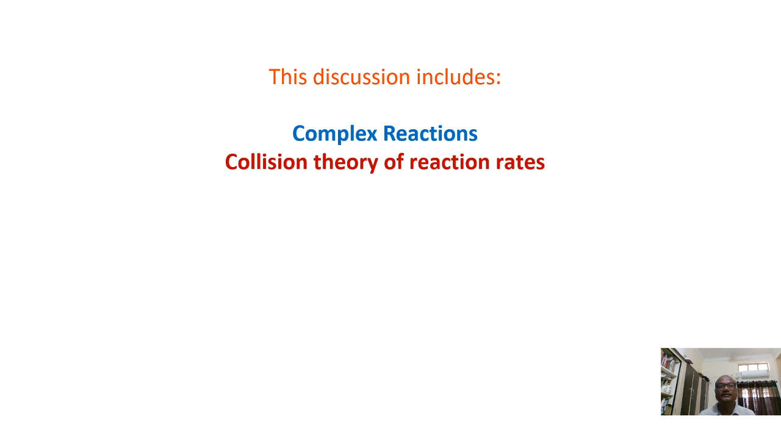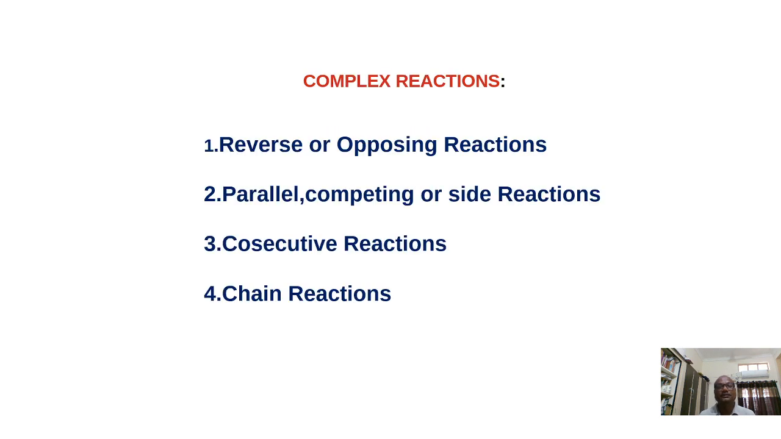Let us see the details of complex reactions. Complex reactions are classified into 4 types. One, reverse or opposing reactions. Second is parallel, competing or side reactions. Third is consecutive reactions. Fourth are chain reactions. These are the types of complex reactions.